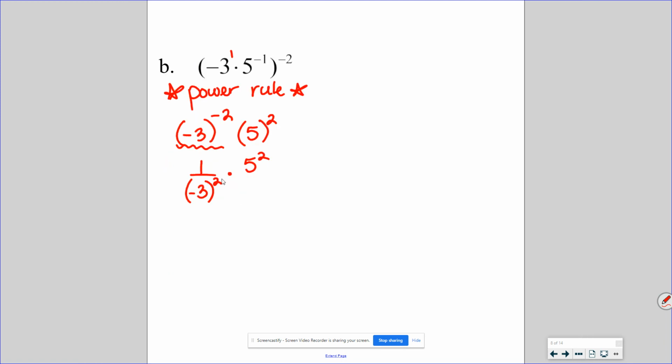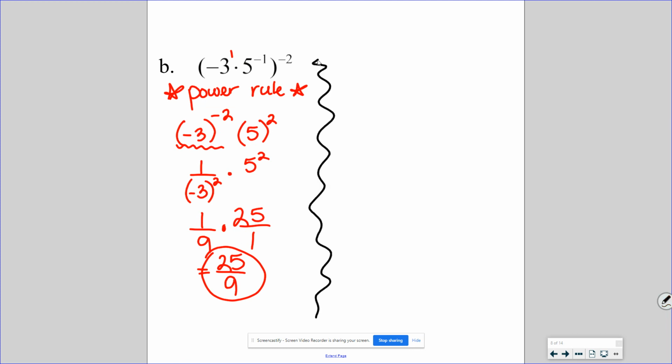And then simplify. So you have 1 over negative 3 squared is 1 over 9. 5 squared is 25. So your solution ends up being 25 over 9. Remember, when you multiply by fractions, top times top, bottom times bottom. Okay.